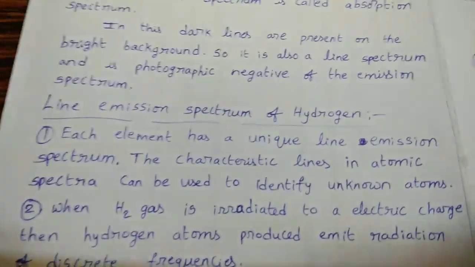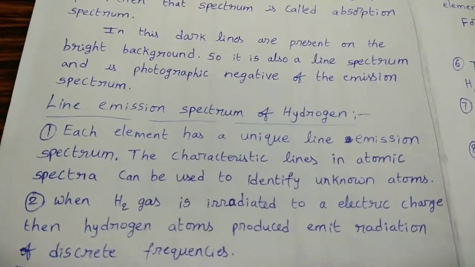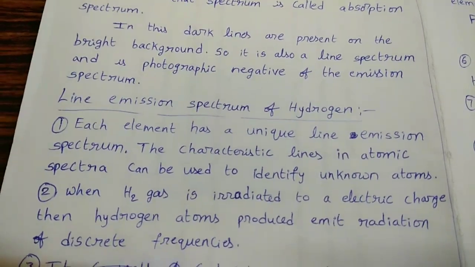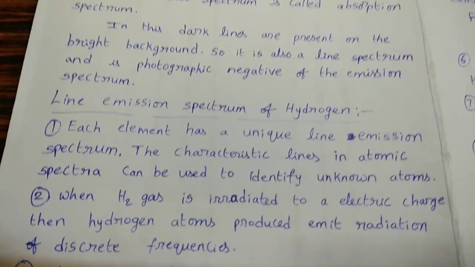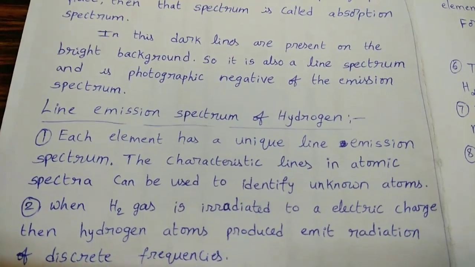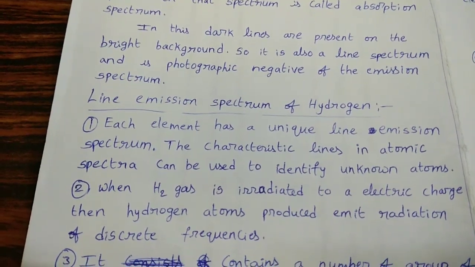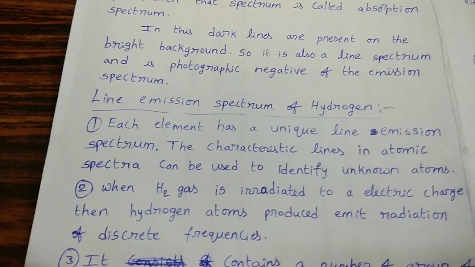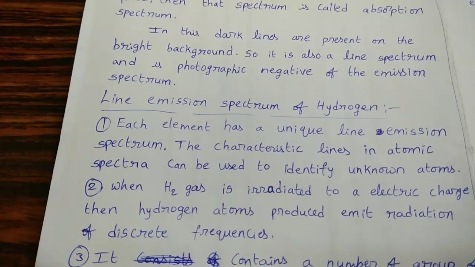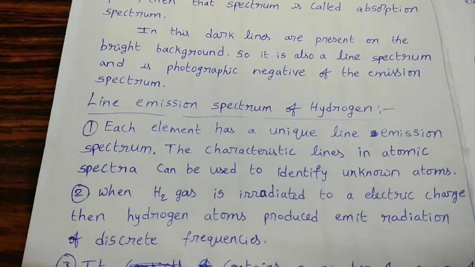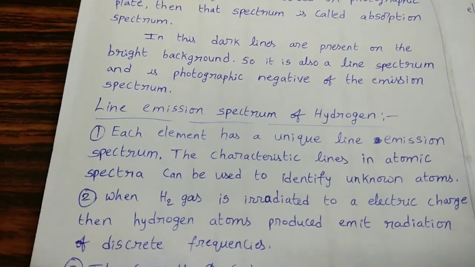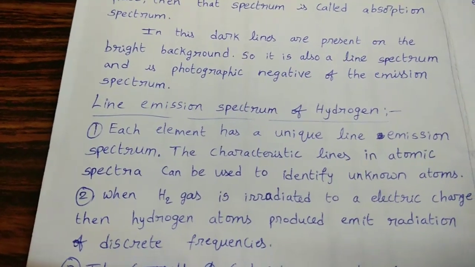Next, the line emission spectrum of hydrogen. Each element has a unique line emission spectrum. The characteristic lines in atomic spectra can be used to identify unknown atoms. Every element has a line emission spectrum, but no 2 elements have the same type of line emission spectrum. Each one has a unique line emission spectrum. Based on this, we can identify unknown elements.